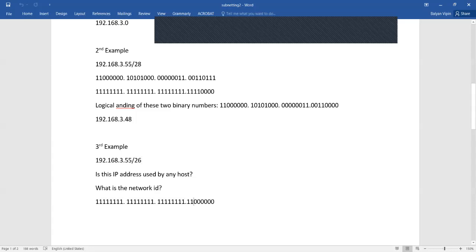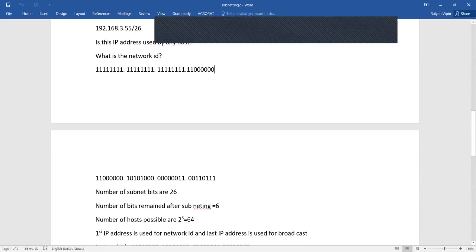So 26 bits are used for subnetting. In order to find the network ID of this IP address, you will find this IP address again in binary. You will remove this part from here, and then you will find the binary of this number, and then you will do an AND operation of this with your subnet ID, and that will be your network ID. So if we change it to the binary number, then it will be of this form.